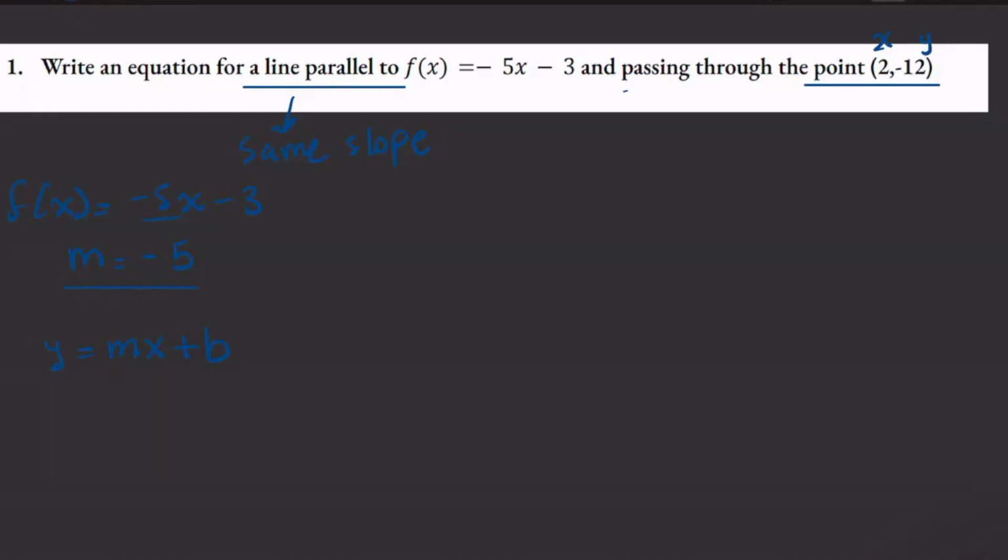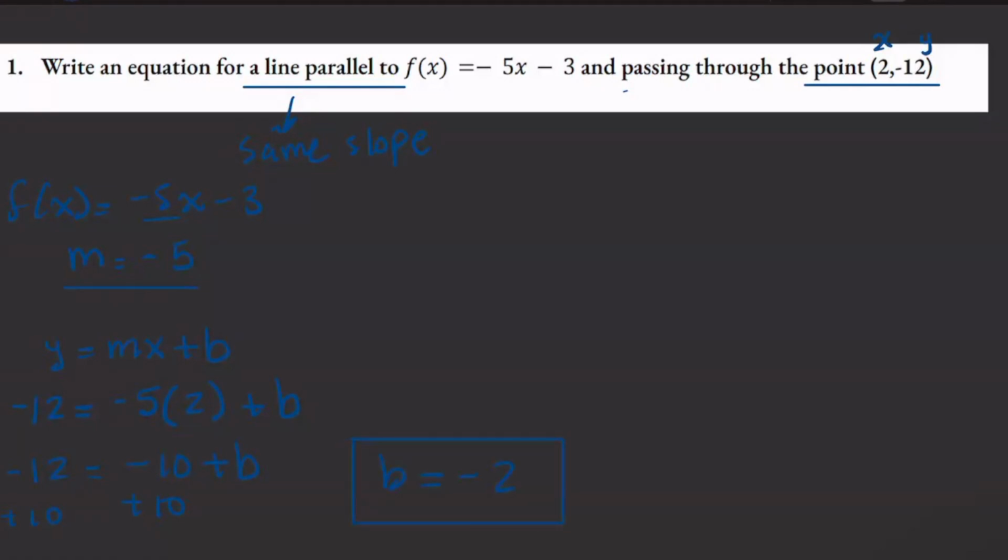So from here, I know that y is negative 12, my m is negative 5, and my x value is 2, and I'm solving for b. So negative 12 equals negative 10 plus b. Add 10 to both sides. b is equal to negative 2.